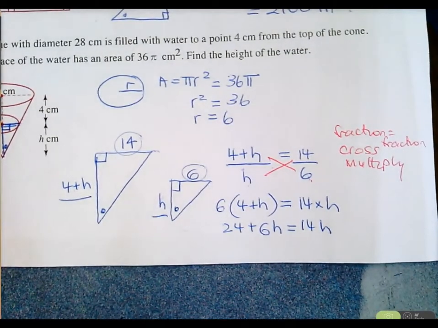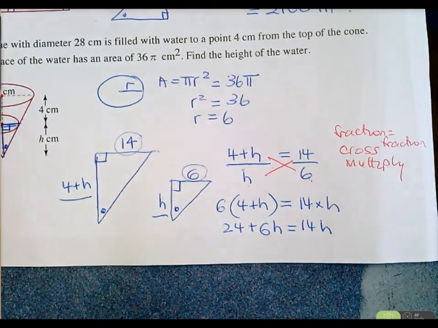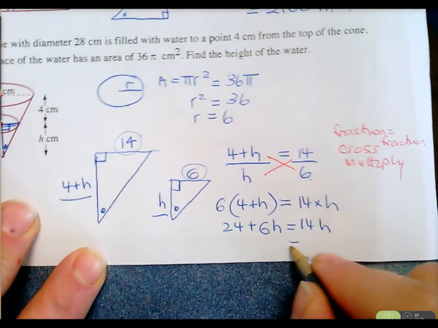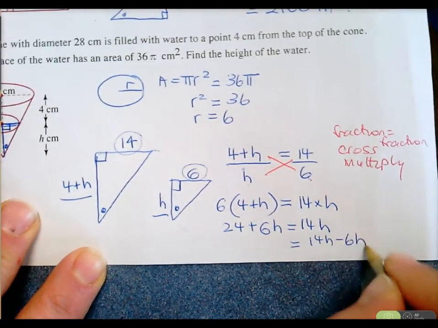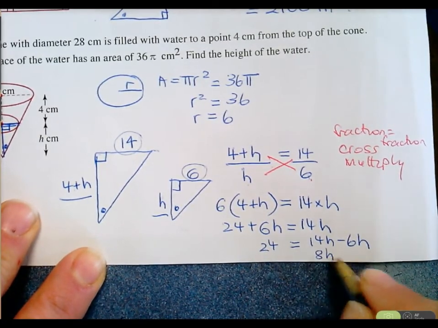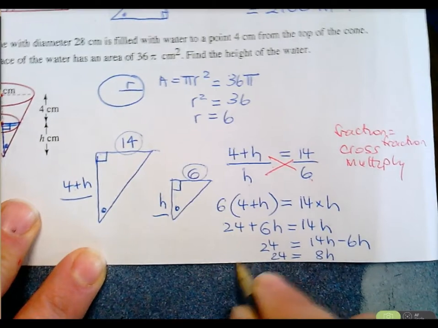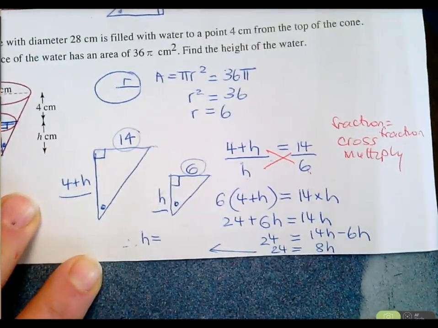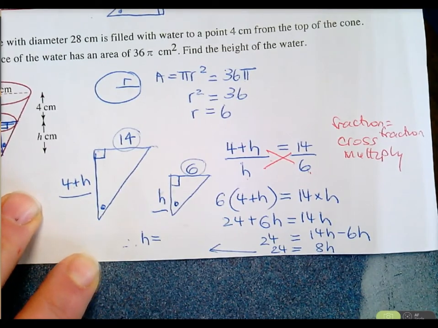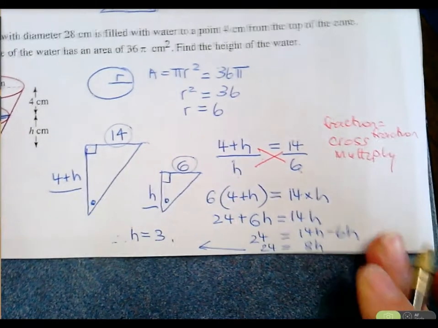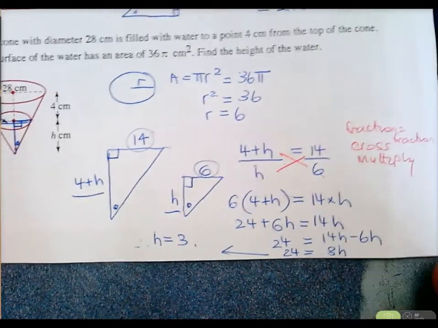It doesn't matter if the h is on the right. You always move the smaller one in terms of the pronumerals to the other side. So it's 14h minus 6h is 24. 8h is 24 coming over here. Therefore, what does h equal? 8 times what's 24? 3. H is 3. There you go. So, therefore, h is 3.